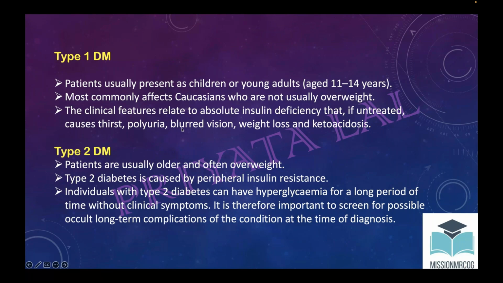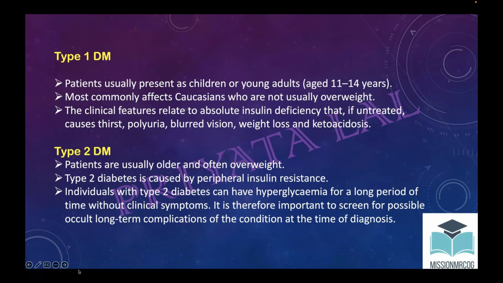Now, what happens in type 2 diabetes? Type 2 diabetes people are usually older and overweight. And the pathology is what? There is a peripheral insulin resistance. That means insulin is there, but the cells are not responding to that insulin. So this is the basic pathology here. And sometimes type 2 diabetes people will have hyperglycemia but not have clinical symptoms. Because of that, whenever we diagnose people with type 2 diabetes, it is very important that we screen for any associated heart condition, blood pressure, or whatever complication is associated with diabetes. So this is a difference in the pathology that is important to know.